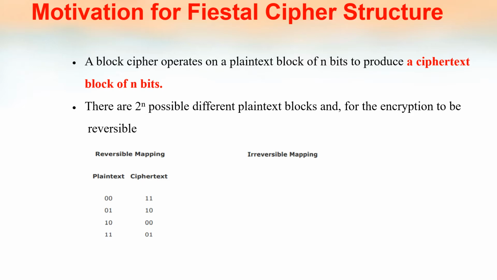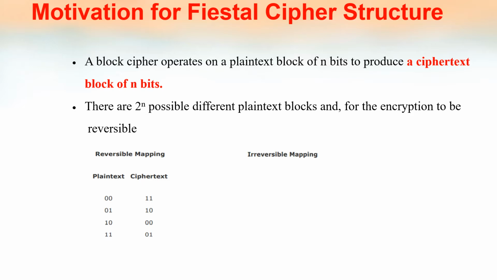For example, if the bit size n equals 2, then we have 2 raised to 2, that many possibilities. That is 4 possibilities: 00, 01, 10, 11. So 00 plain text is mapped to 11 ciphertext, 01 is mapped to 10, 10 is mapped to 00, and 11 is mapped to 01.